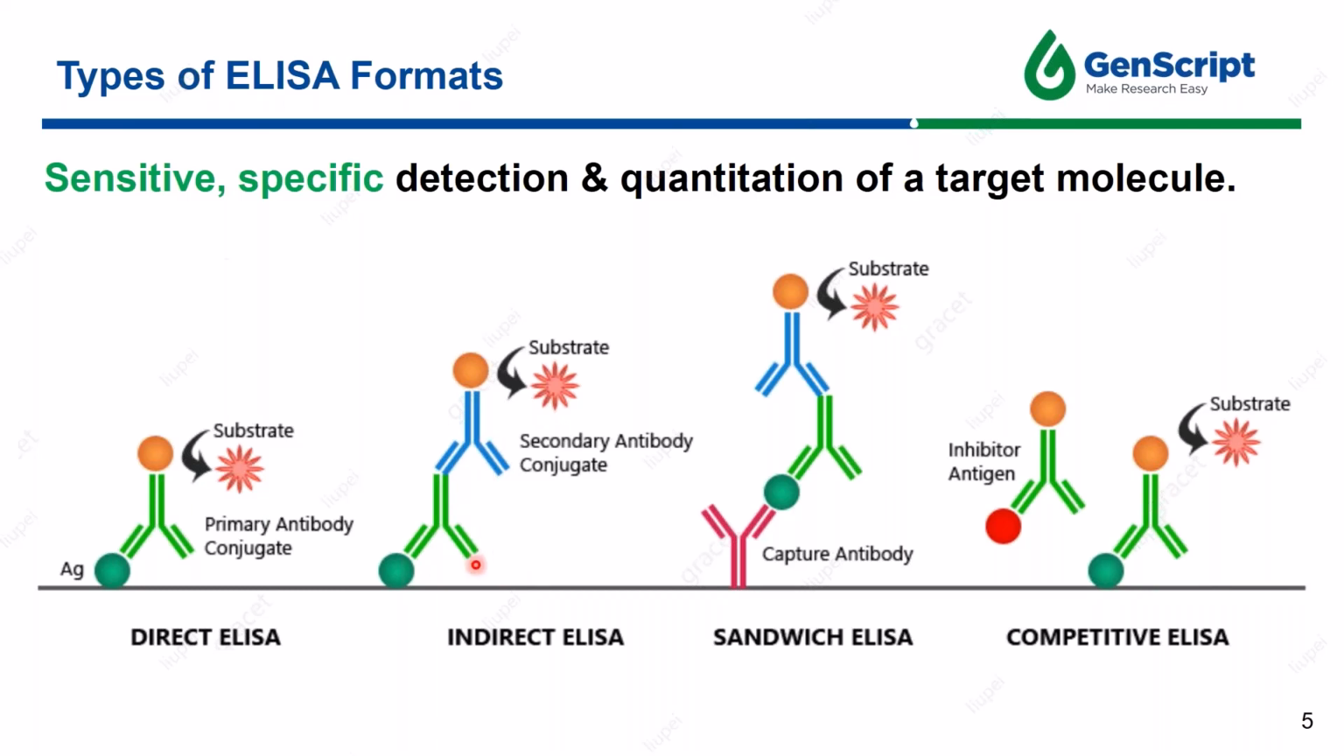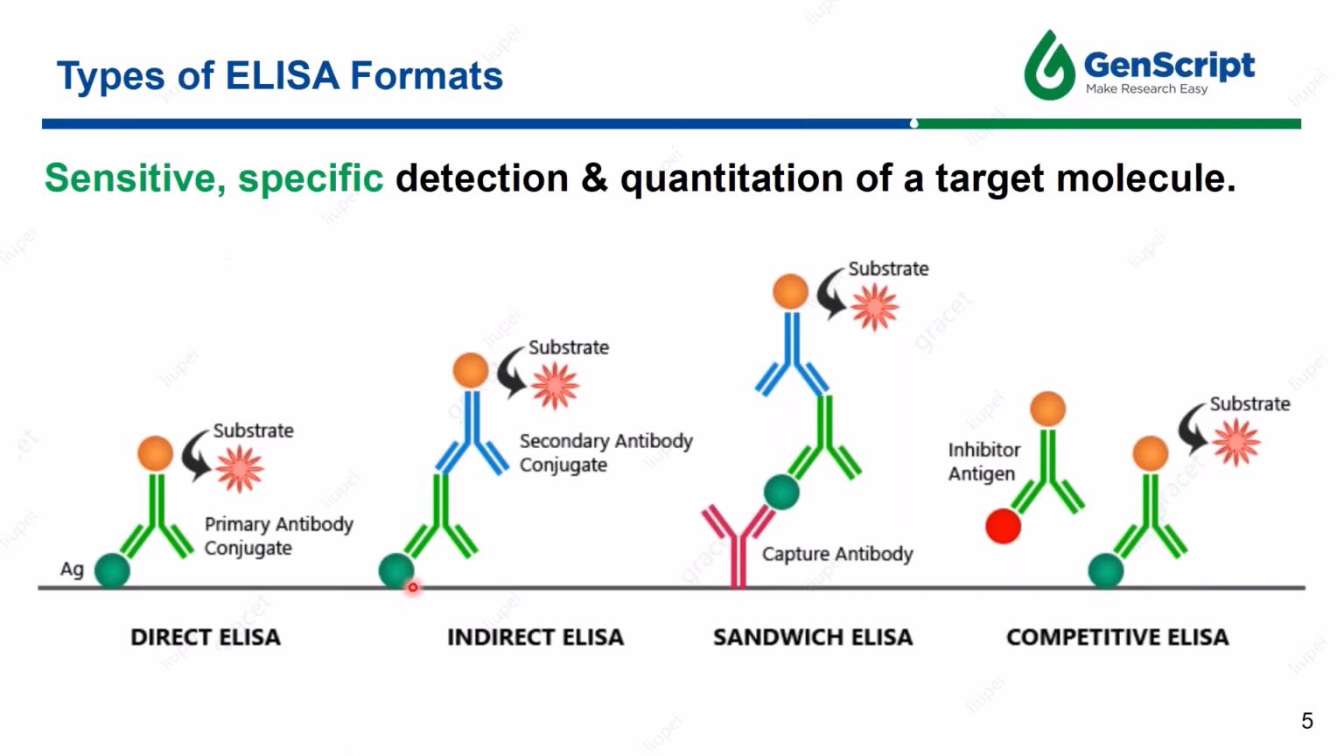Indirect ELISA delivers greater flexibility since different primary antibodies can be used with a single labeled secondary antibody. Among its disadvantages is the possibility of cross-reactivity of the secondary antibody to the absorbed antigen, which could increase the background.